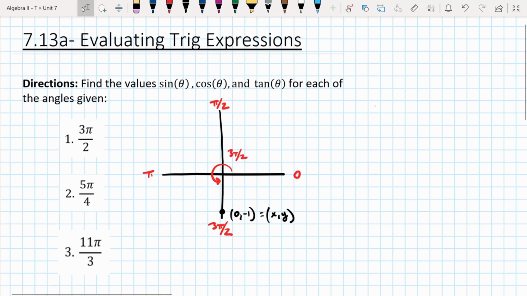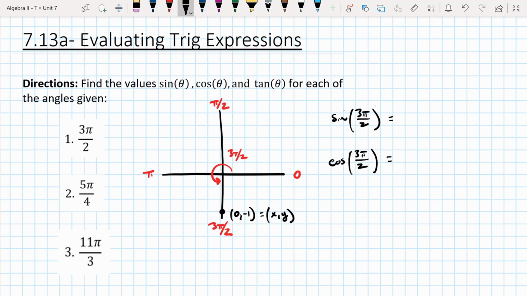So that will tell us the values of sine and cosine and tangent. So let's start with sine. Sine corresponds to the y value, which is -1 in this case. So sine of 3 pi over 2 is -1 because the y value at 3 pi over 2 on the unit circle is equal to -1.